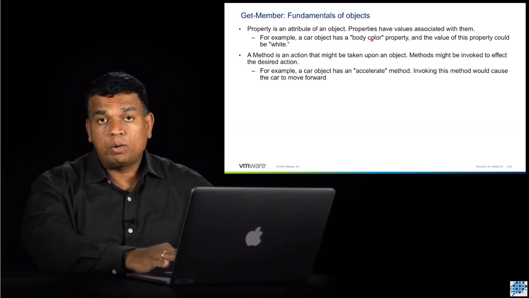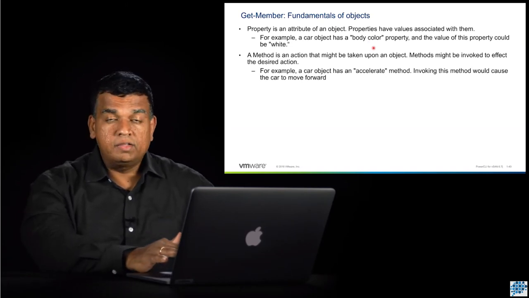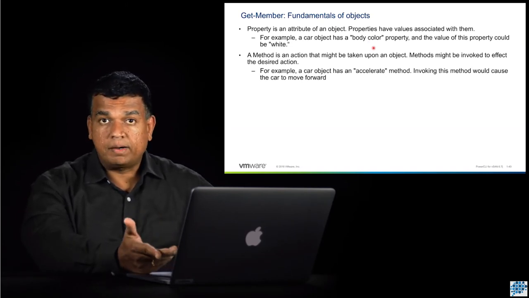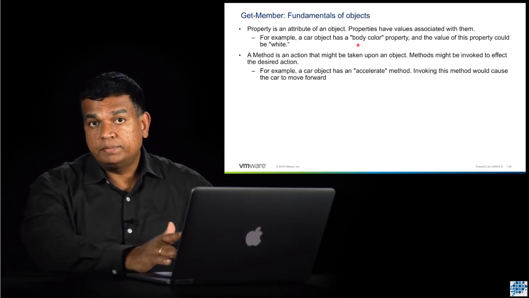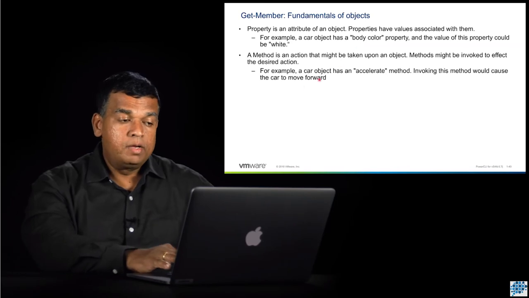So basically the property is called body color, and the value of the property can be red, black, blue or gray, whatever your car color is. So basically your car is the object and the body color is the property.